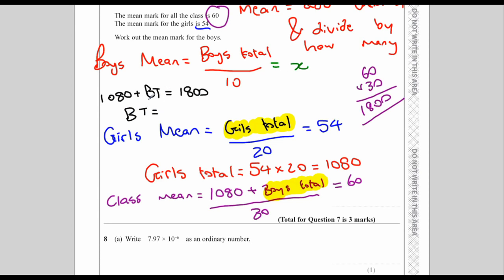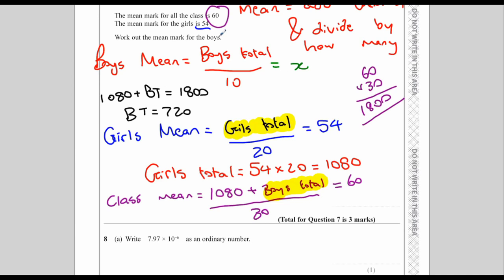Minus that from that to give you the boys' total of 720. This reminds me of skateboarding days, doing a 360, a 180, and if you're very good, a 720, which is 2 full spins. But anyway, let's not get distracted.